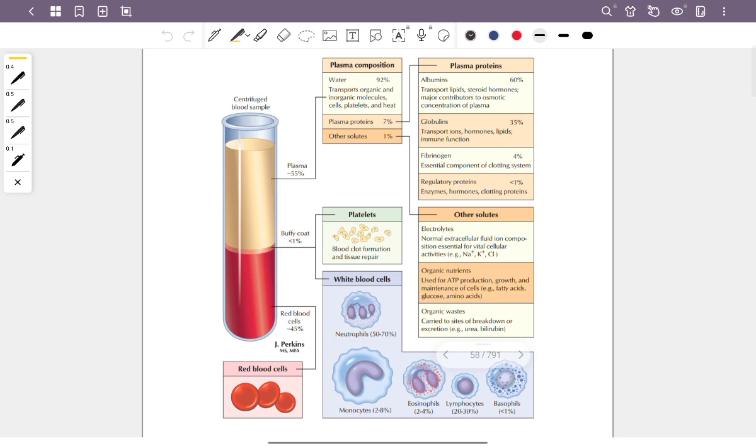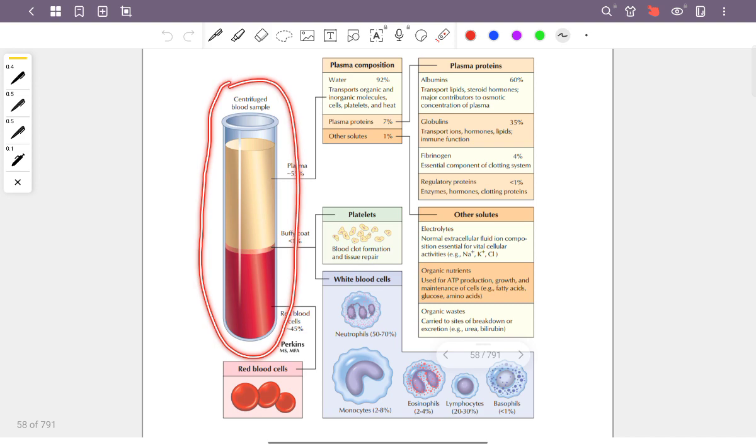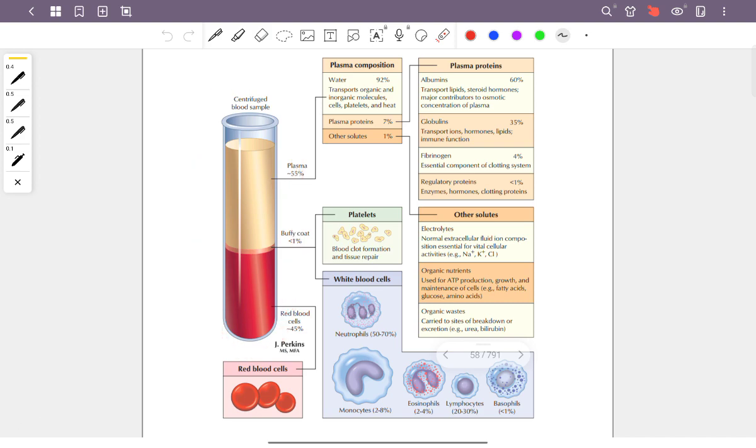This is the picture I have taken from the book Atlas of Human Anatomy by Netter. You can see here the tube. On the top, it's mentioning centrifuged blood sample. So what does centrifuged blood sample mean?